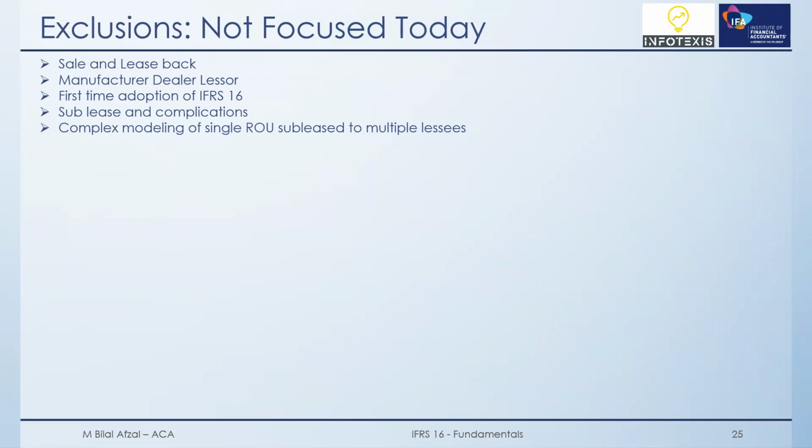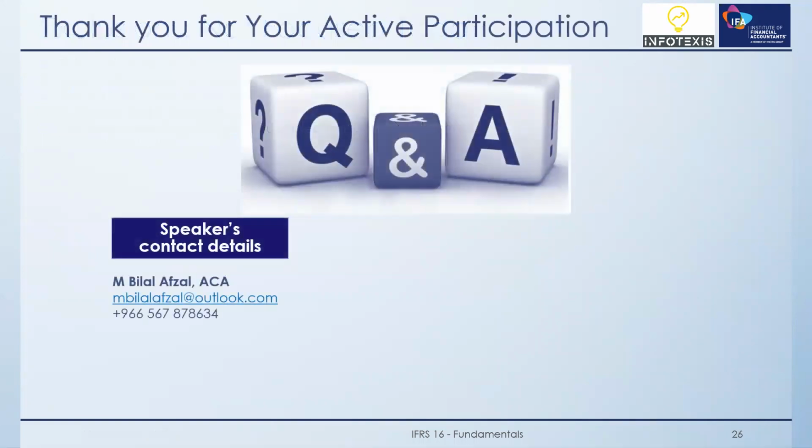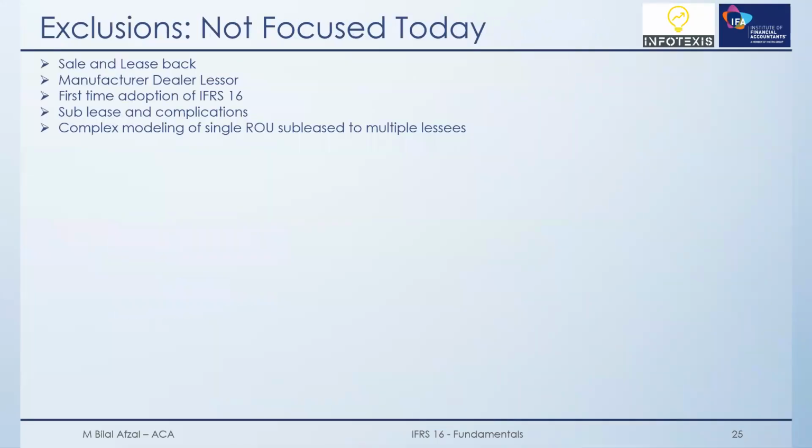The second thing is the manufacturer dealer lessor. We have not included this in this session because of time constraints. The next thing is the adoption of IFRS 16: for a company converting from IFRS for SMEs to full IFRS for the first time, how should they deal with the adoption of IFRS 16? It is another topic and requires another one-hour session. The next thing is sublease complications, which are not covered in today's session either. Does anyone have any questions on the points we have discussed? I would be happy to answer them.